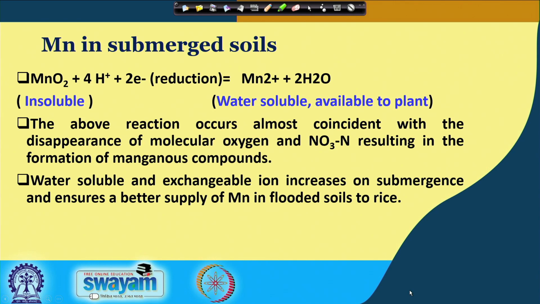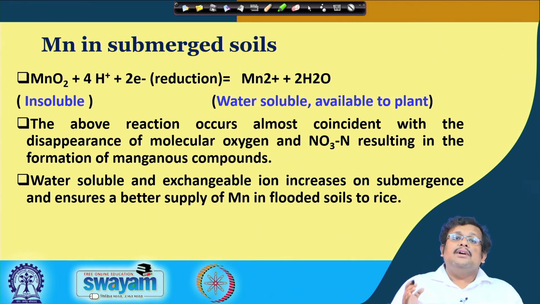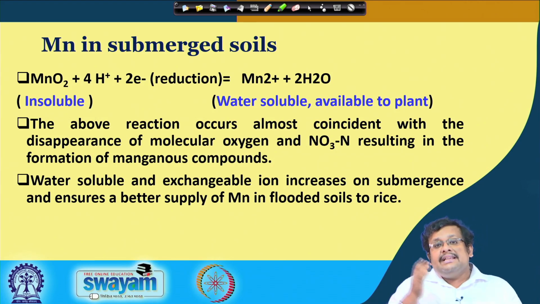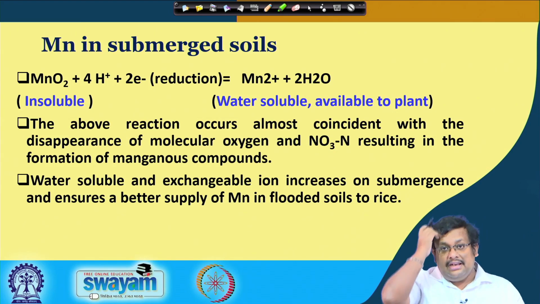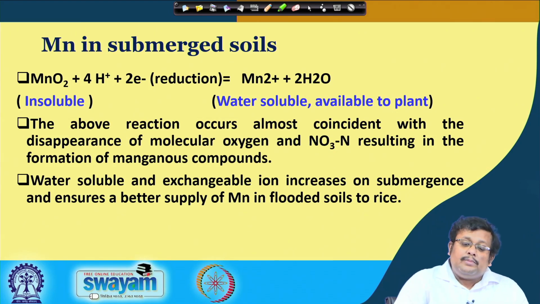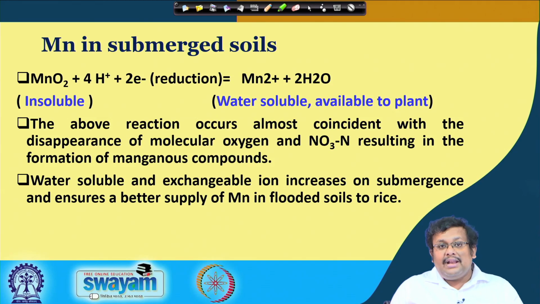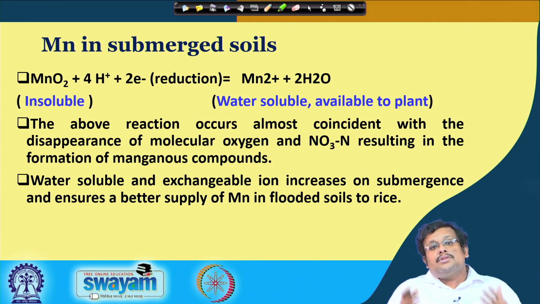So, let us talk about the manganese in submerged soils. Now, in case of aerobic condition, you know the manganese dioxide is present, and when it is getting reduced in the submerged condition due to the reduction of redox potential, it converts to the Mn2+ form and then also water. Now, this Mn2+ is water soluble and available to the plant, and this reaction basically occurs almost coincident with the disappearance of molecular oxygen and nitrate nitrogen, resulting in formation of manganese compounds.